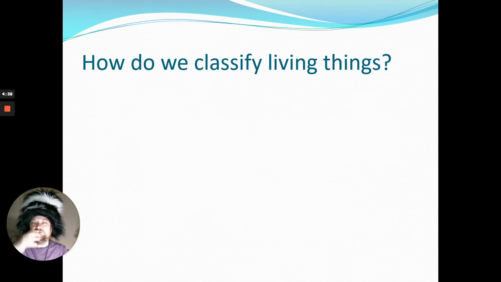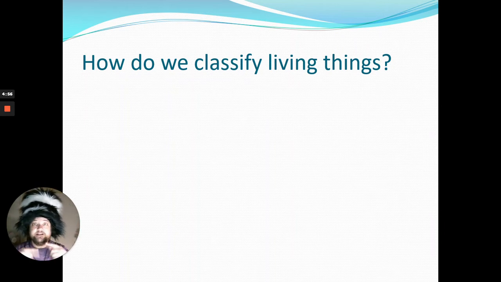So before we can talk about primates, we need to make the connection with what we talked about in the other slides. So how do we classify living things? We talked about evolution and change over time, and how through natural selection sometimes you have speciation, or the creation of new species.